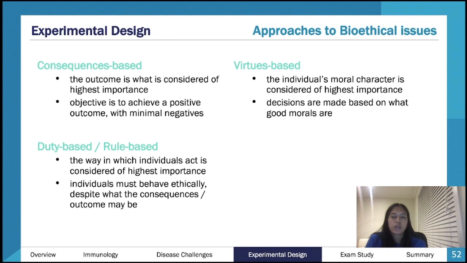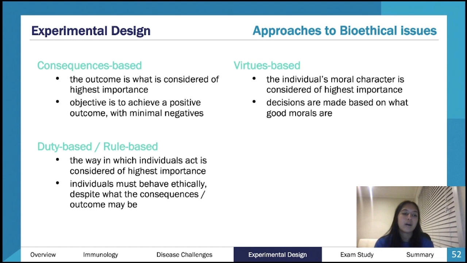Okay, so approaches to certain bioethical issues. So they can be consequences-based, duty-based, or virtues-based. So consequences-based basically means that the emphasis is placed on the outcome. So it doesn't matter what you did along the way, as long as the outcome is ethical. It matters what you did along the way, but as long as the outcome is ethical, that's where the most importance is placed.